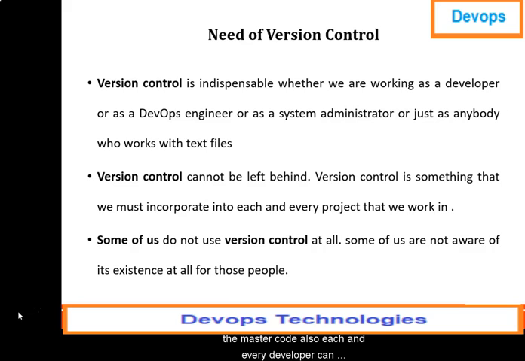Also, each and every developer can have the newest copy of code that they load from what's called the repository, the version control repository. So we shall always have the latest code, so we can continue from where our fellow developers left off. That is just very efficient, and that's why version control is indispensable for every developer or every system administrator or just anybody who is working with text files.